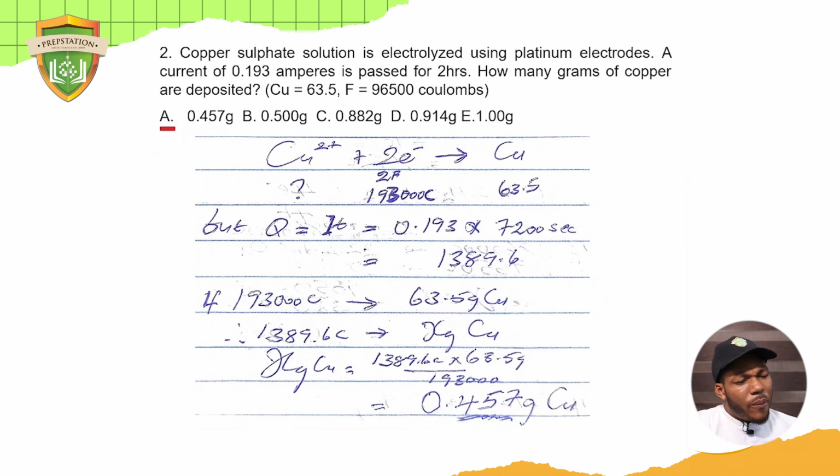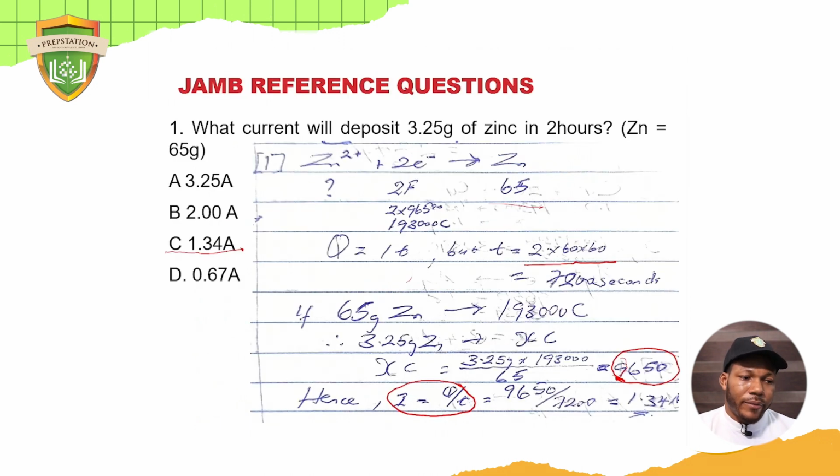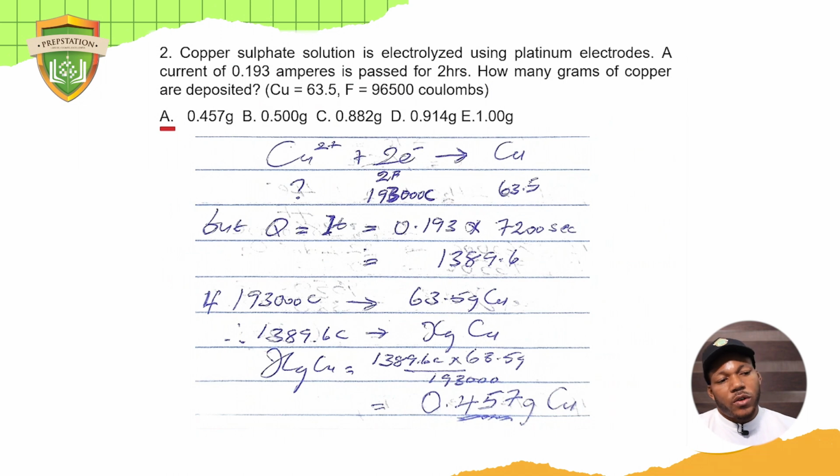Copper sulfate solution is electrolyzed using platinum electrodes. A current of 0.193 amperes is passed for 2 hours. The question is, how many grams of copper are deposited? Now they have changed the question here. In this case, you are given time. But in the fourth example, you will be asked to find time. So let's see how this one is solved.